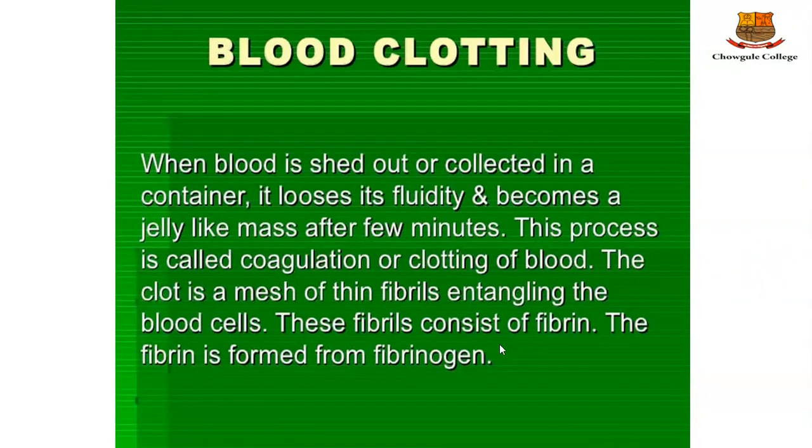Now in blood clotting, when blood is shed or collected in a container, we know that it loses its fluidity and becomes a jelly-like mass after a few minutes. This process is called coagulation or clotting of blood. The clot is a mesh of thin fibrils entangling the blood cells. These fibrils consist of fibrin. The fibrin is formed from fibrinogen.